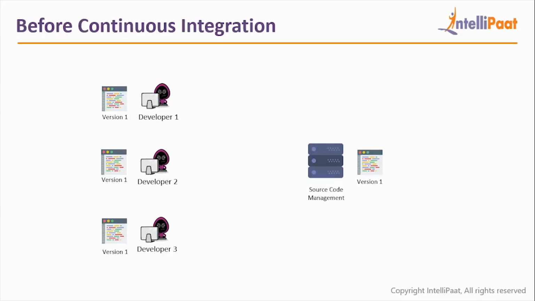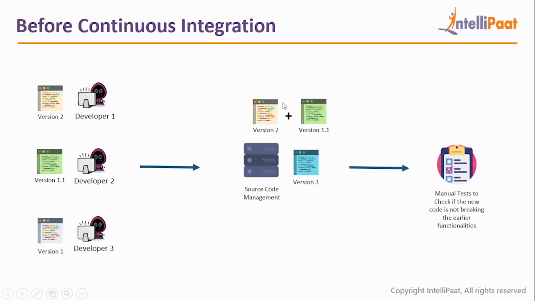Developer 1 added his features and he submitted first to the source code management system, and his code was labeled as version 2. But when developer 2 had to submit his work, he had added changes to the version 1 code, not to the version 2 code. So his changes in the version 1 code had to be integrated with version 2 code, and only then would it become version 3.